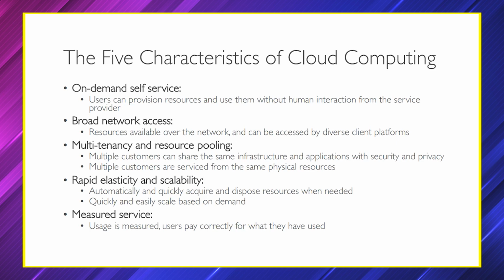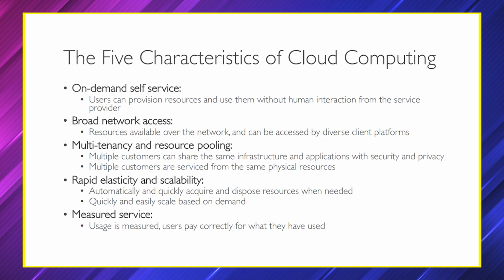If you want to scale up, you can do that from their website. If you want to scale down, you can do that as well. So there is no human interaction to get this service available to you. And then we have broad network access. The resources are available over the network and can be accessed by diverse client platforms, which we have already discussed. And then we have something called multi-tenancy and resource pooling.